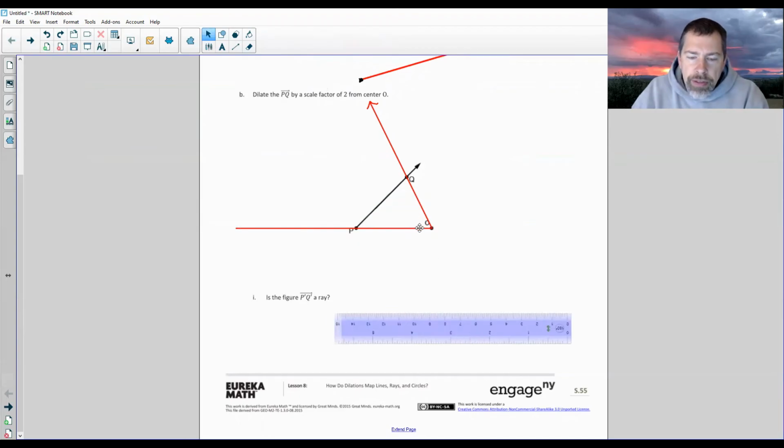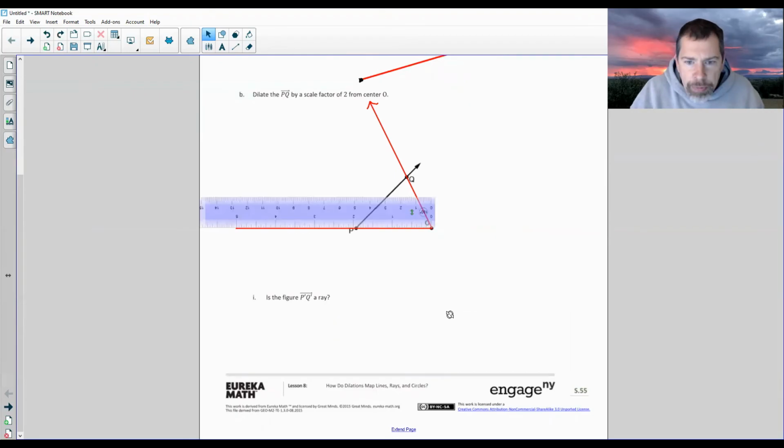So if I do this, there's a couple of different ways I can do this, and I'm going to do it both ways. It says to dilate PQ by a scale factor of 2 from center O. I guess there is only the one way to do this. Okay, so once we do that, let me put my ruler back.